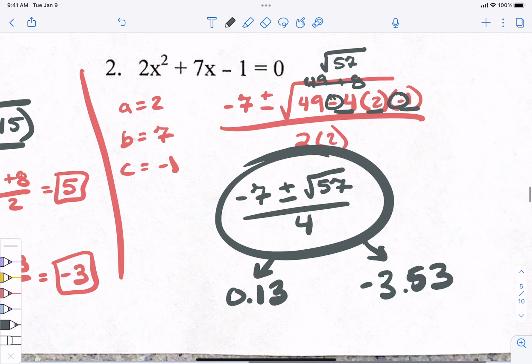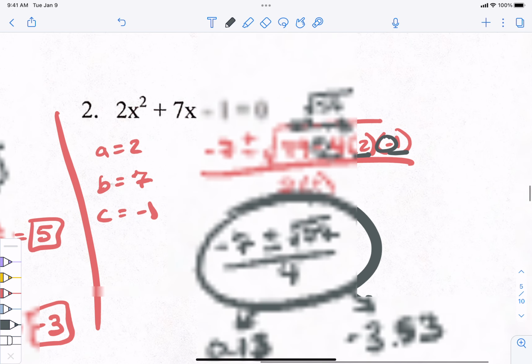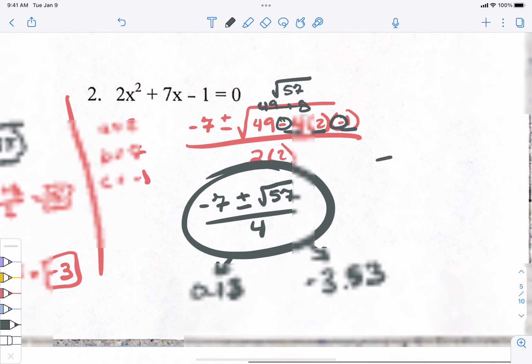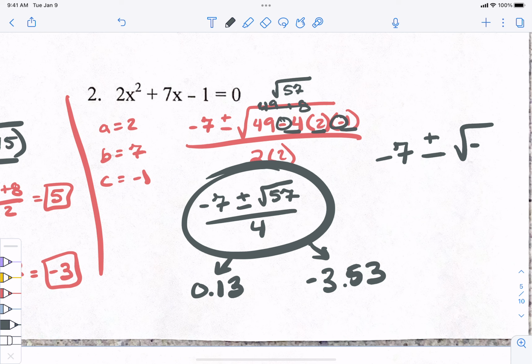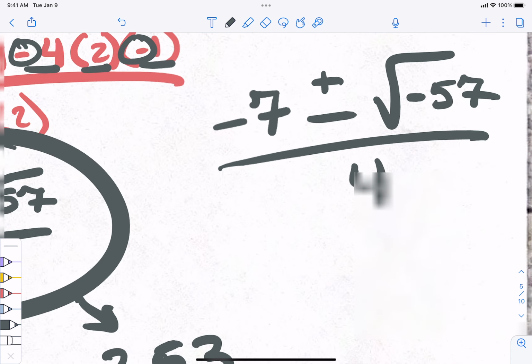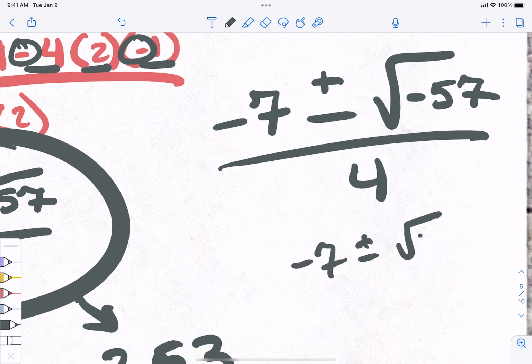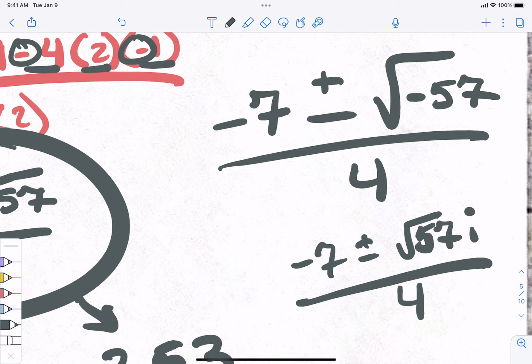Now, real quick, let's say instead that we got negative 7 plus and minus the square root of negative 57 over 4. How would you write your answer? It would be no solutions, but write this as negative 7 plus and minus the square root of 57 i all over 4. So that negative will become an imaginary number. That's how you'll write your quadratic equation when there's no solution. Okay, happy with that?